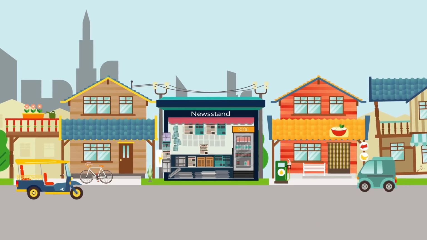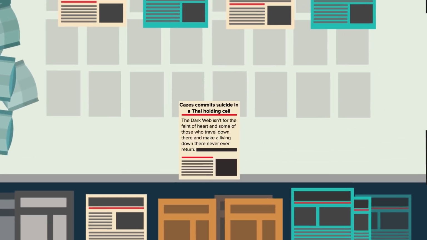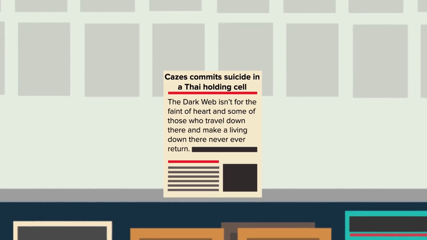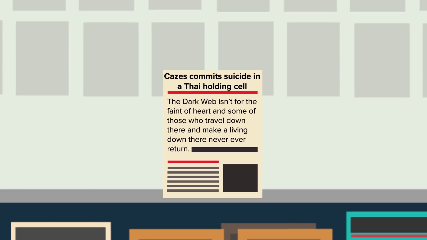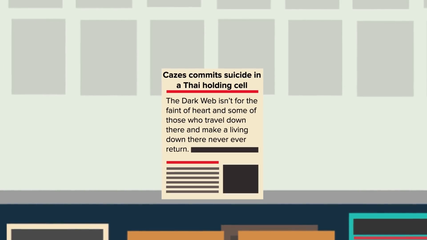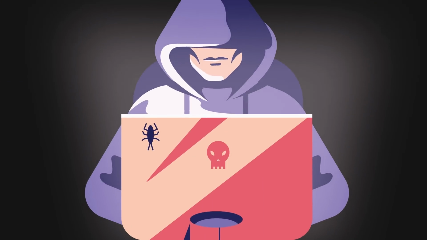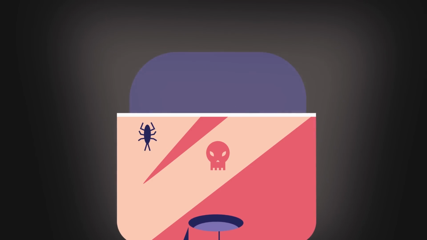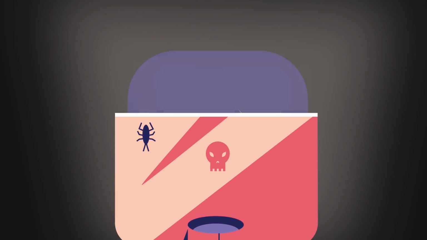Rather than face extradition to a Western prison, Kazes chose to commit suicide in a Thai holding cell where he was found by local cops. So be warned, the dark web isn't for the faint of heart, and some of those who travel down there and make a living down there never, ever return. So let's take a trip down into the dark recesses of the internet. Grab a flashlight and follow us as we travel down into these black markets and seedy chat rooms.